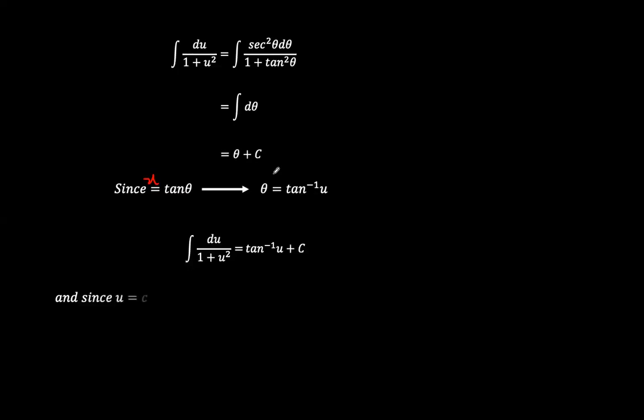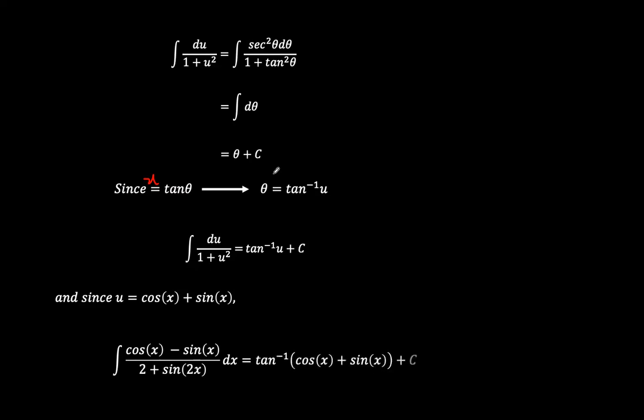But also, since we set u to be equal to cosine x plus sine x, it means that the original integration is the arctangent of cosine x plus sine x plus constant. This is very, very complicated, but very interesting problem. So I think that brings us to the end of today's problems.